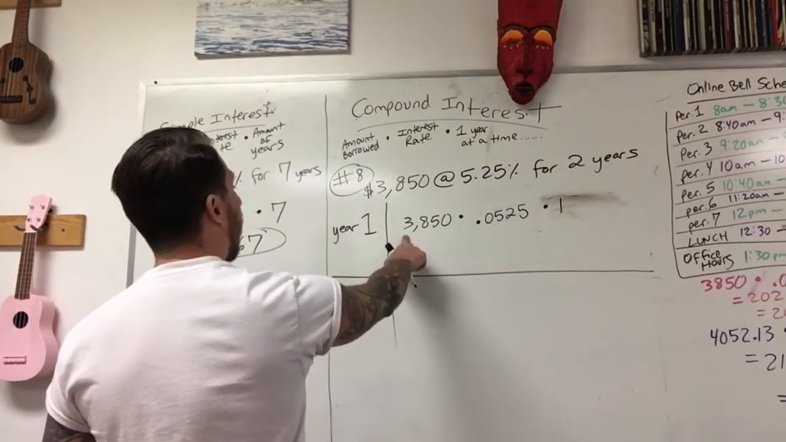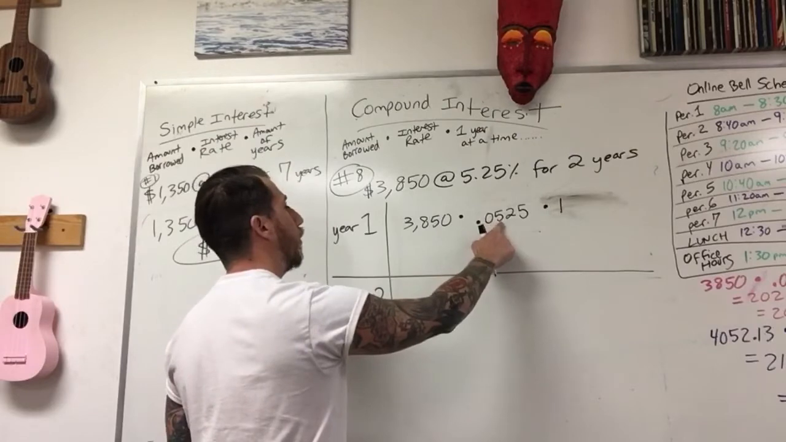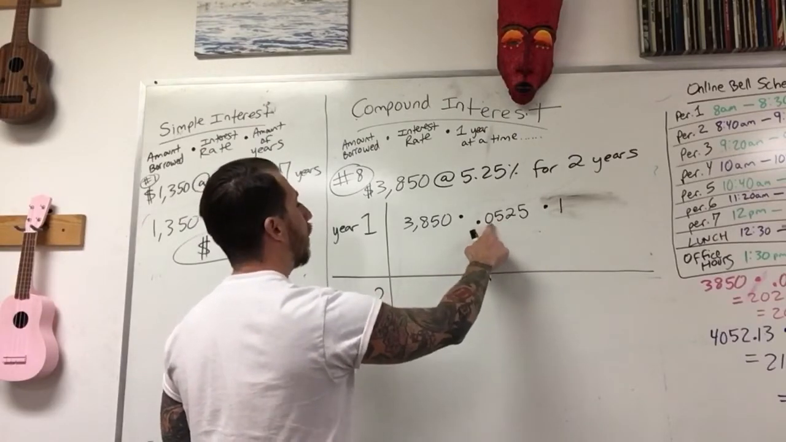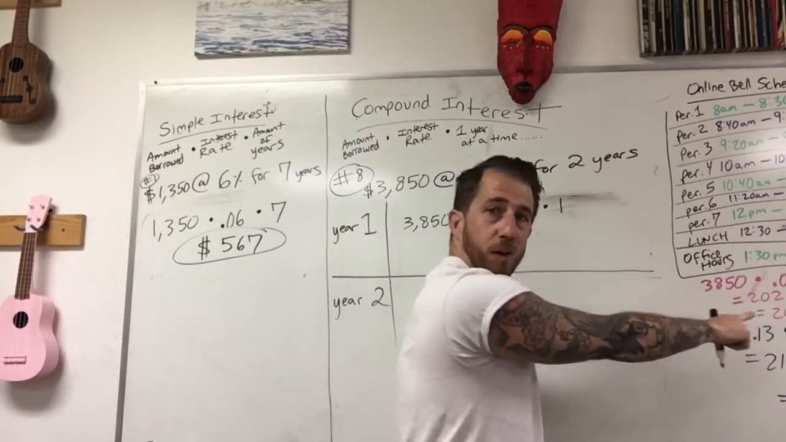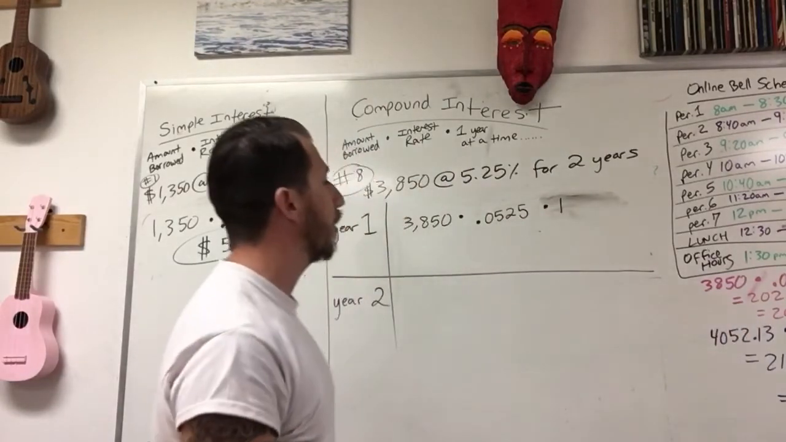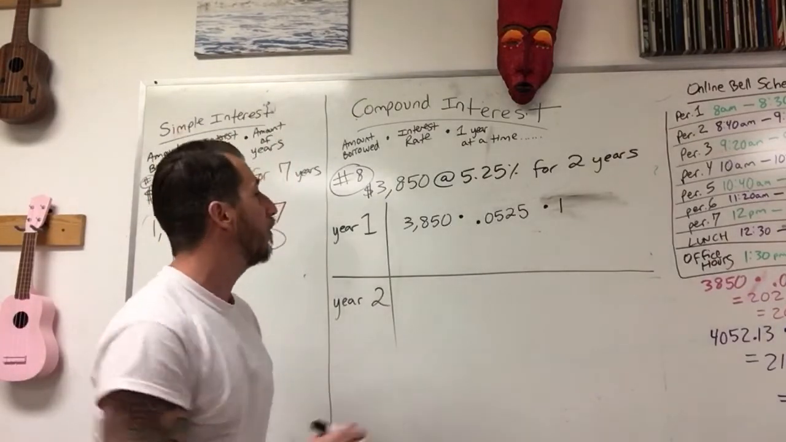If we take 3,850 multiplied by 0.0525, I already did the number over here on the calculator. If you do it, you get 202.125.